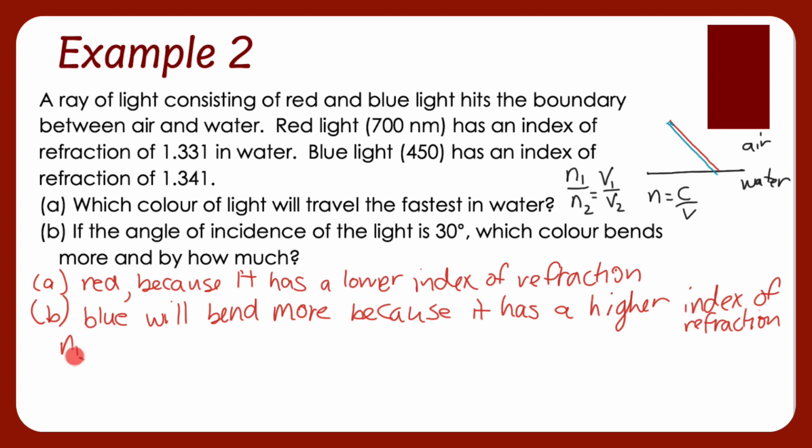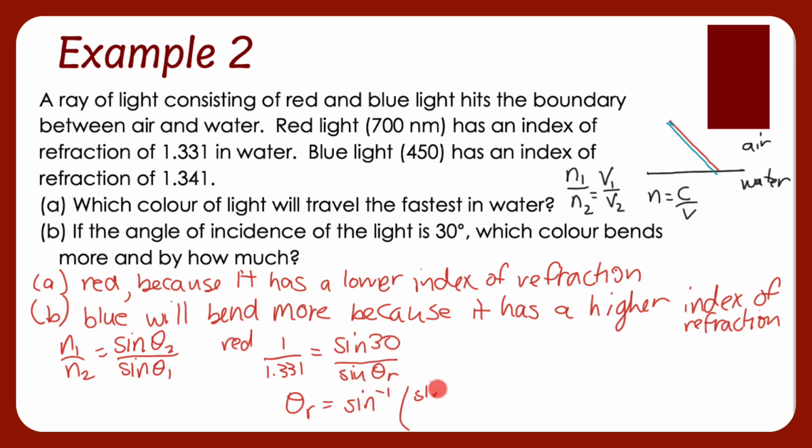So n1 over n2 equals sine theta 2 over sine theta 1. For red, I get the value of 22.1. If I do the same calculation for blue, I get 21.9 degrees.